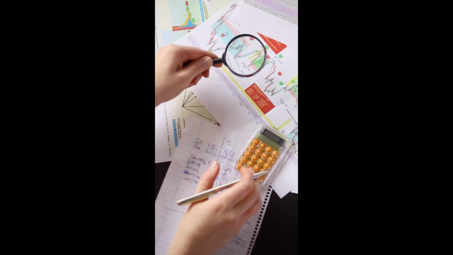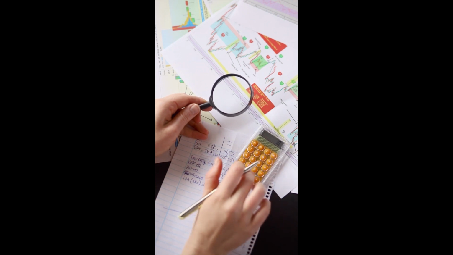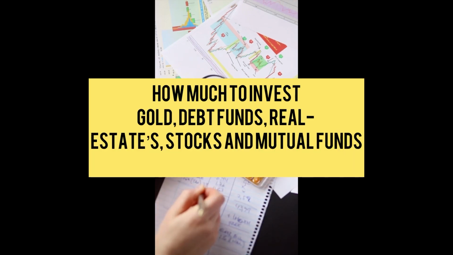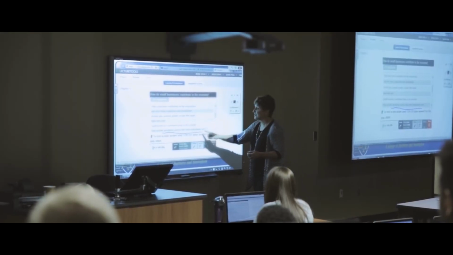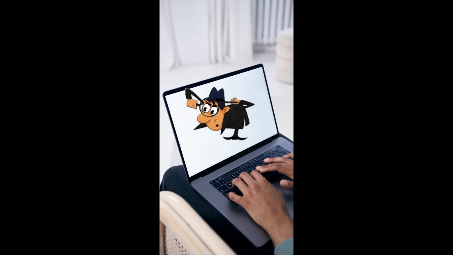This one is very common. Either you must have asked someone like your friend's family, or they must have asked you that how much to invest in gold, in debt funds, real estate, stocks or mutual funds. There comes this rule, 100 minus age rule. Let's understand it in details.